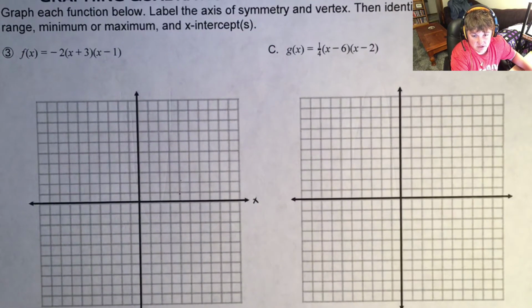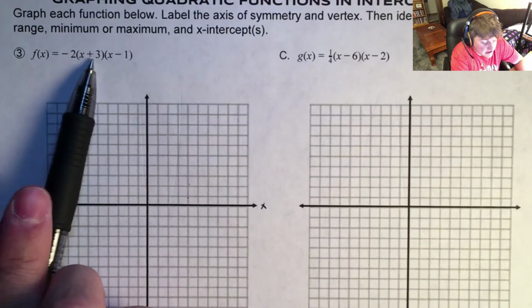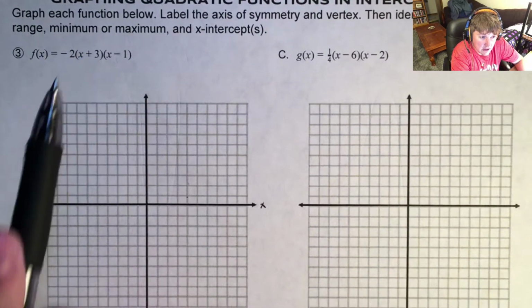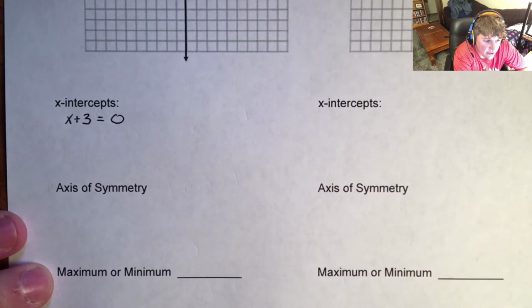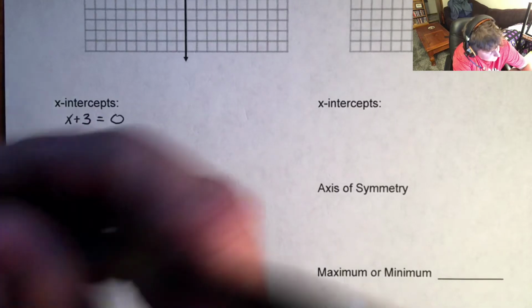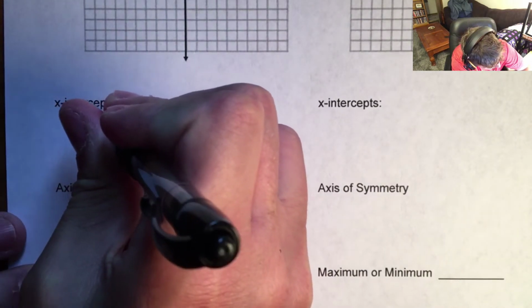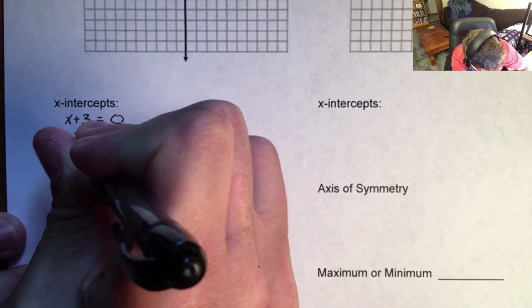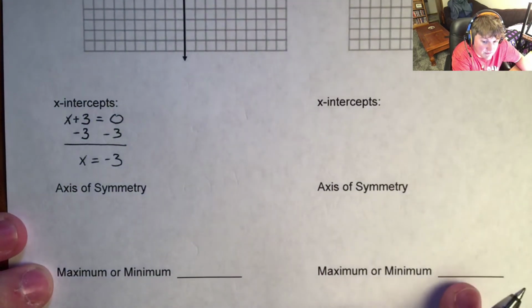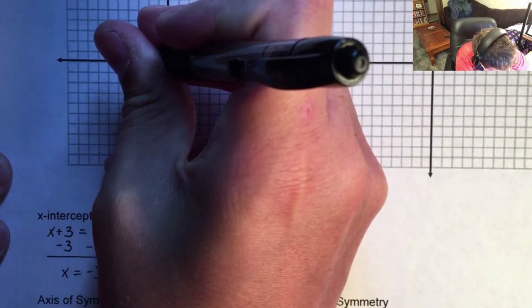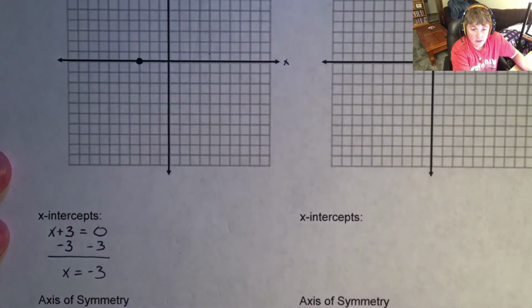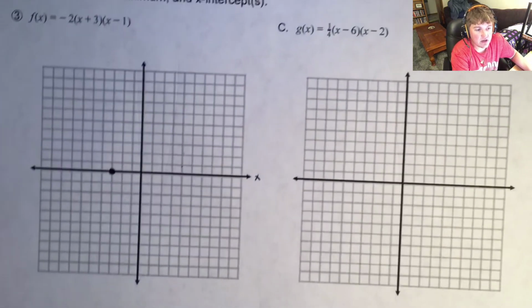Let's find the first x-intercept. Okay, I'm going to take x plus 3. That's going to be my first factor, and I'm going to set it equal to 0. So let's go ahead and solve. We're going to subtract 3. So x is equal to negative 3. Okay, that's my first x-intercept. 1, 2, 3. There's my first ordered pair: negative 3, 0.